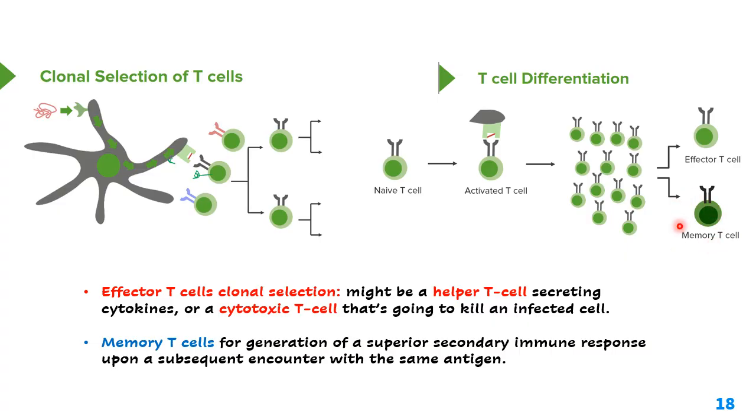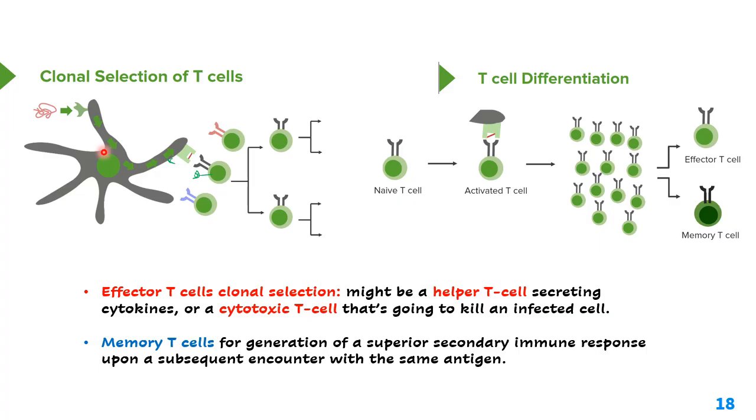But if you have memory cells present, they are a lot easier to activate. You don't really need B7 interaction to activate these. The only thing that they will need is recognizing the antigen, because they will know that if they see that antigen again, they are part of the clone. They are going to be ready to work, ready to further differentiate into more effector cells. The memory cell hangs around for a very, very long time.